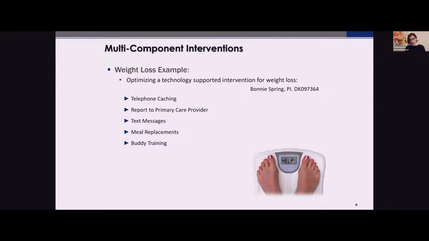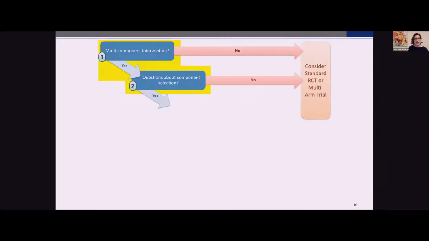This is an example that is based on the work of Bonnie Spring, who you've met already. In this study, Bonnie wanted to develop a technology-based intervention for weight loss. In this process, she realized that she has 5 key components that she can separate out for investigation. They included telephone coaching, report to primary care provider about progress, text messages, meal replacement, and body training. So here, the answer to question number 1 will be yes, which leads us to question number 2.